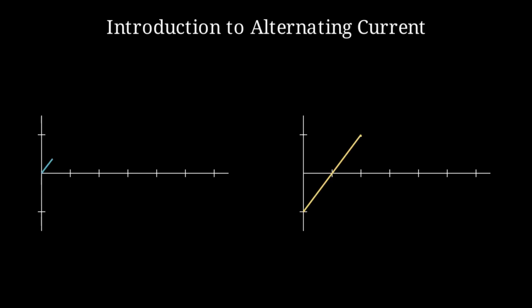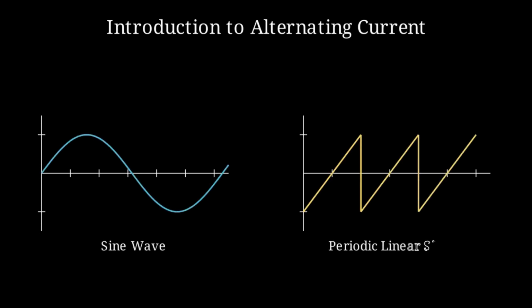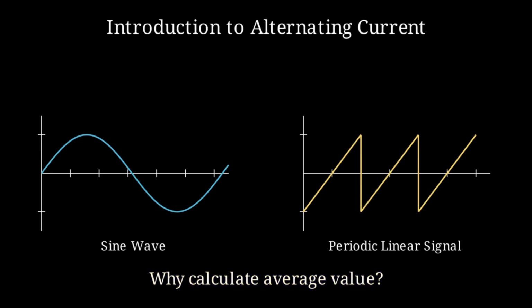In electrical engineering, we often encounter periodic waveforms that aren't simple sine waves. The sawtooth wave is a common signal used in power electronics and synthesis. Understanding its average value is crucial for determining DC equivalence and circuit behavior.